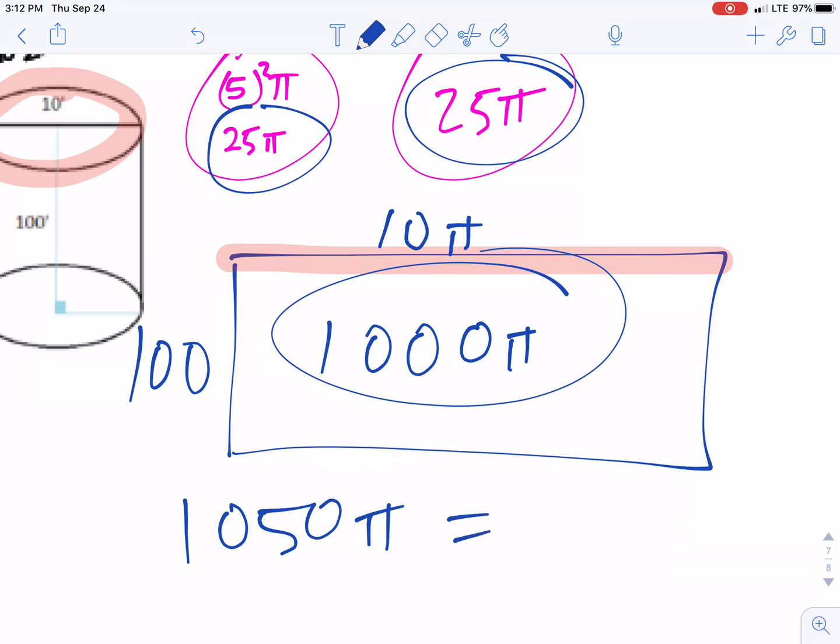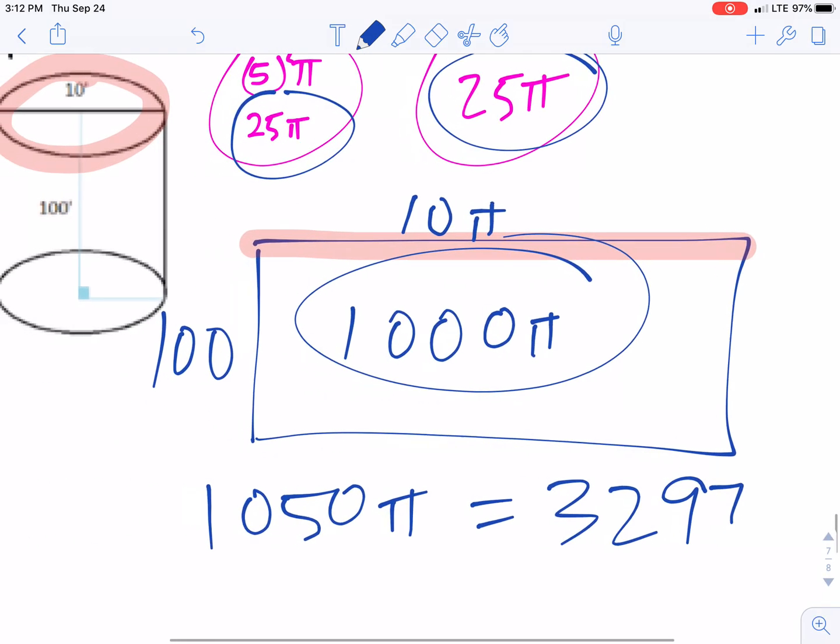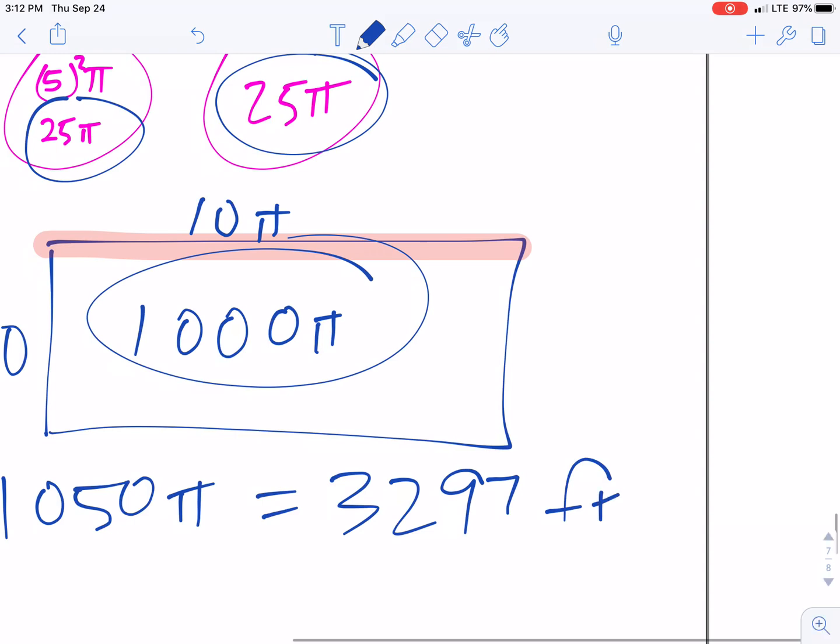And then when I multiply that out by 3.14, we're going to get 3,297 square feet.